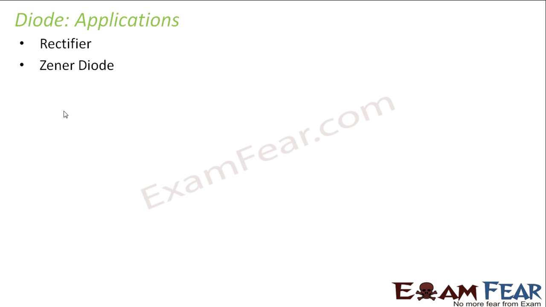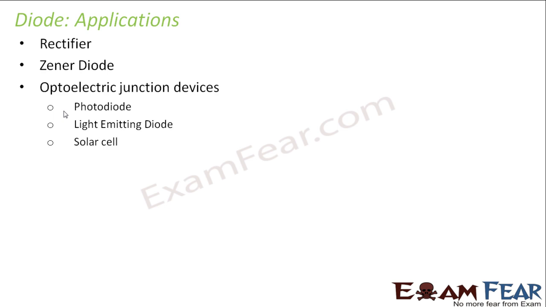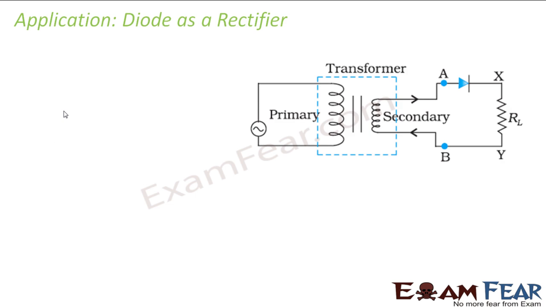Zener diode is again a semiconductor diode. There are many optoelectronic junction devices which make use of light and electrical energy, like photodiode, light emitting diode, and solar cell. They are all nothing but applications of diode. We will discuss each one of them in detail one by one. So let us start with the diode as a rectifier.